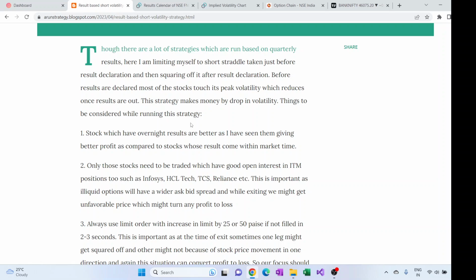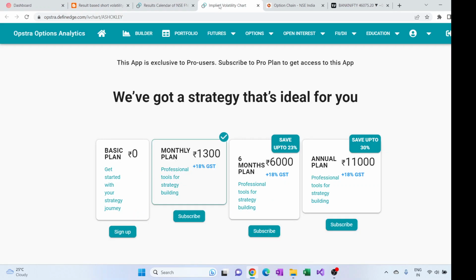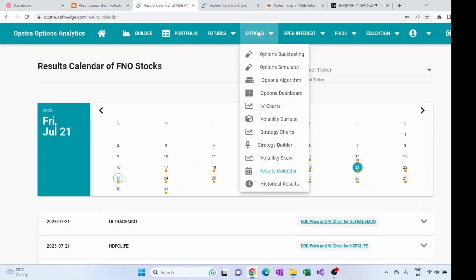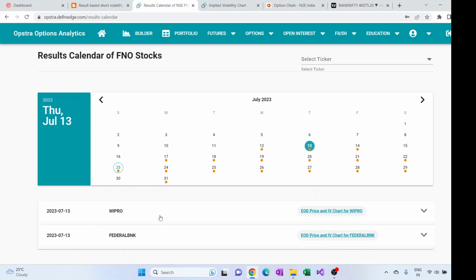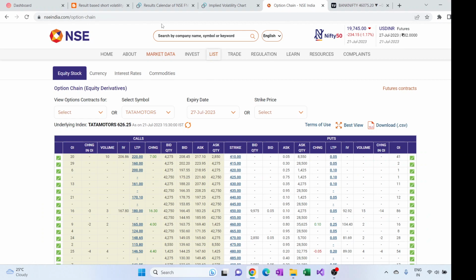The first reference point is Opstra, where we have a free option: we can go into the options menu and select the results calendar. Here we can see how different companies are declaring their results in that particular month. This first tab gives me the names of the stocks where results are coming, and then I have to see where the liquidity is more. To see that, I generally go to the option chain in the Nifty.